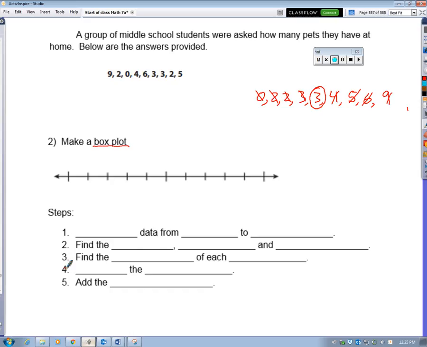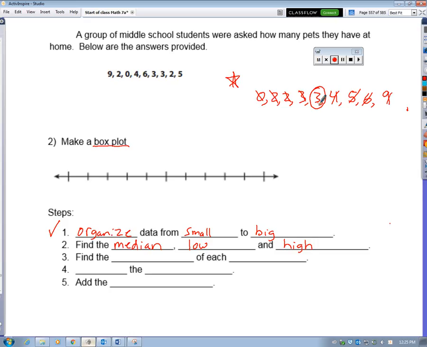Number one, we're going to organize the data from small to big. Okay, and we already did that before when we did our dot plot, so we already got that step done. So now we're going to move on to step number 2. We're going to find the median. We're also going to find the low, and we're going to find the high. Alright, so the median, we already found that.